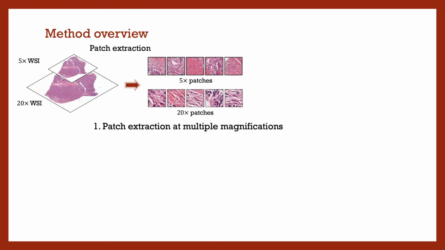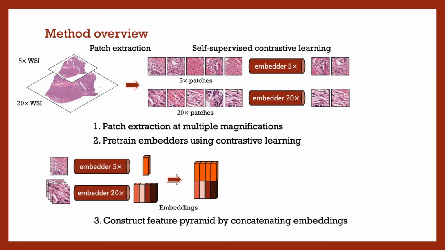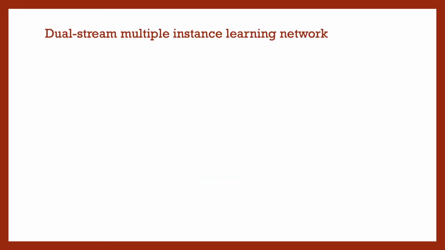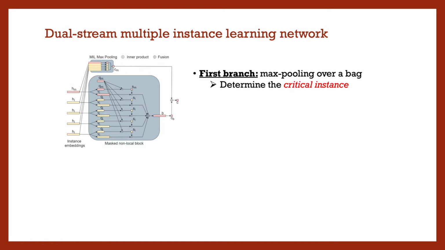For each magnification, an embedding network is trained on the patches using self-supervised contrastive learning. The patches are then projected into embeddings and form feature pyramids, which are then used for our multiple instance learning network. Our multiple instance learning network consists of a two-branch architecture. The first branch uses max pooling on the scores produced by a linear classification head operating on the instances, which determines the critical instance with the highest score.